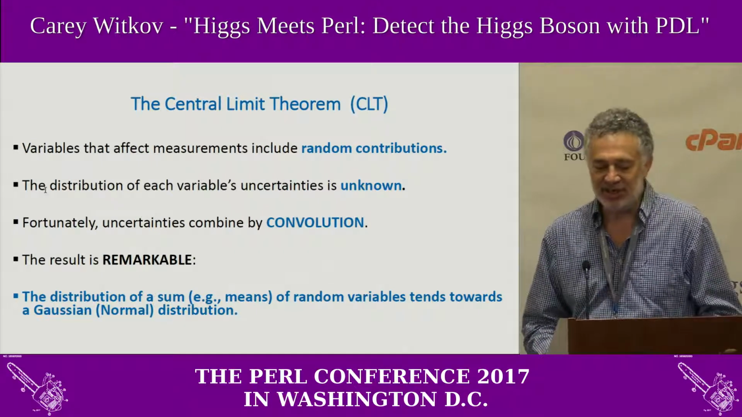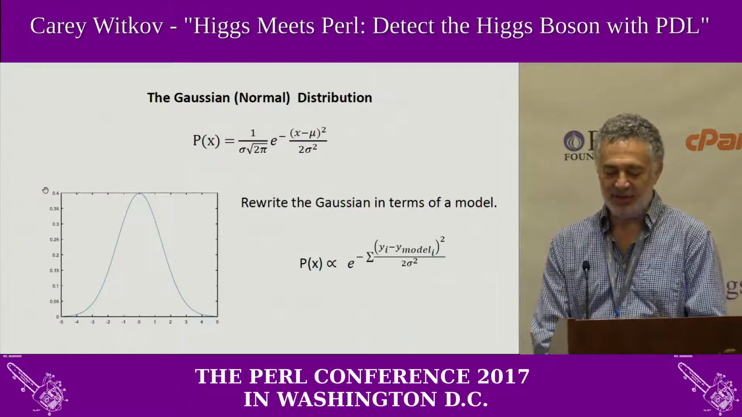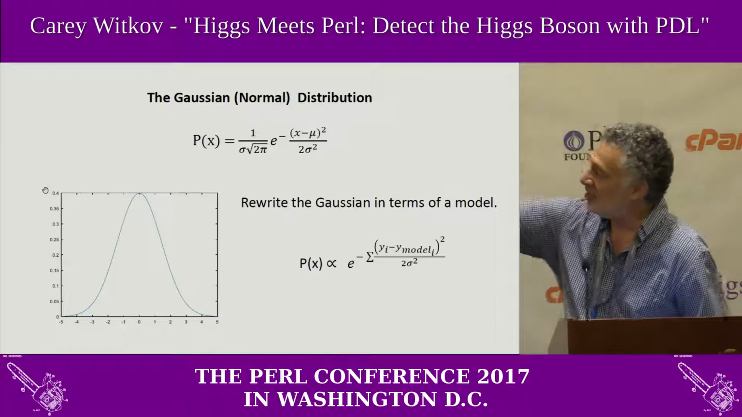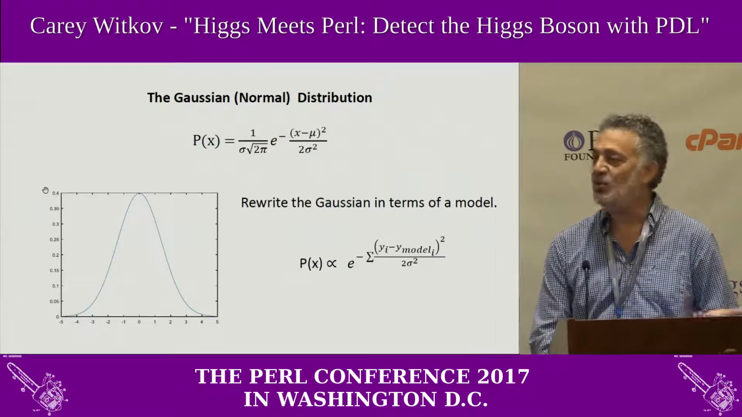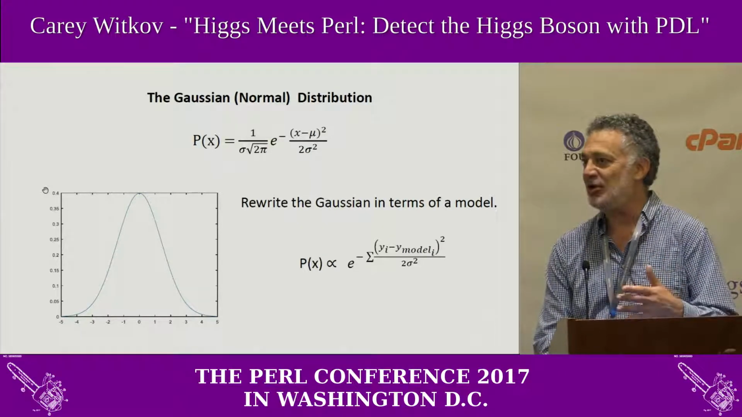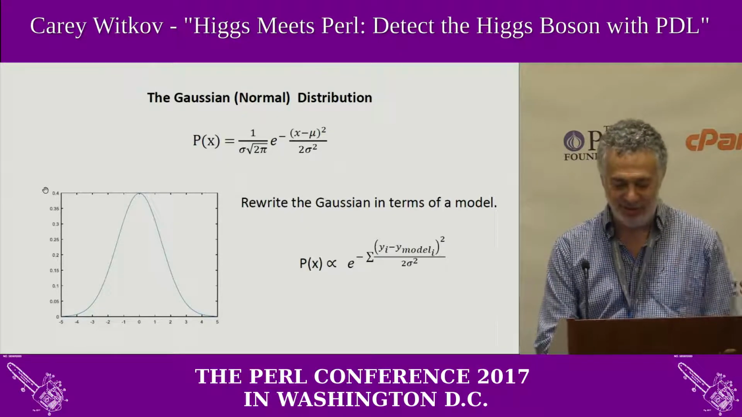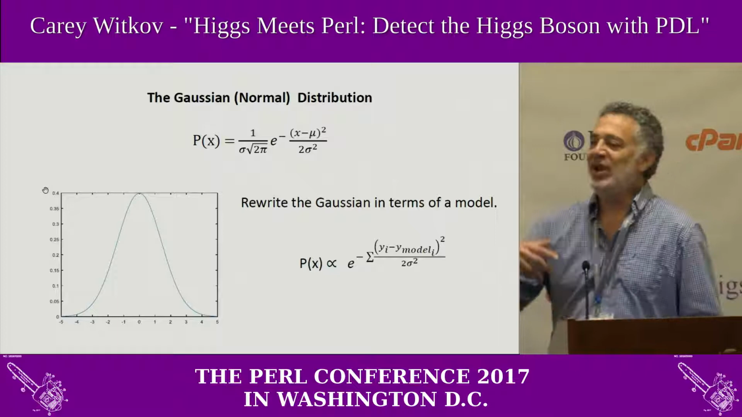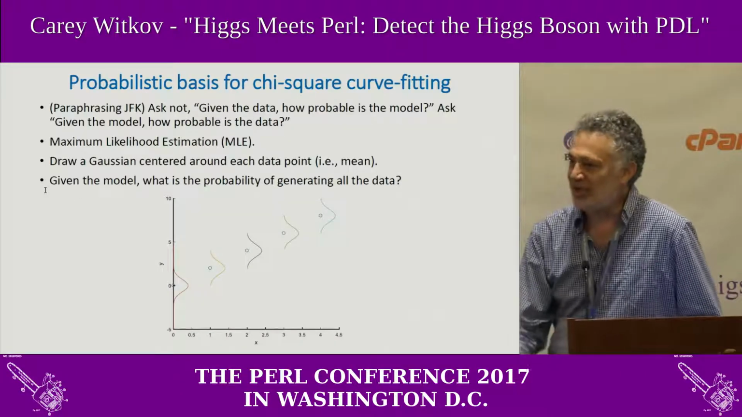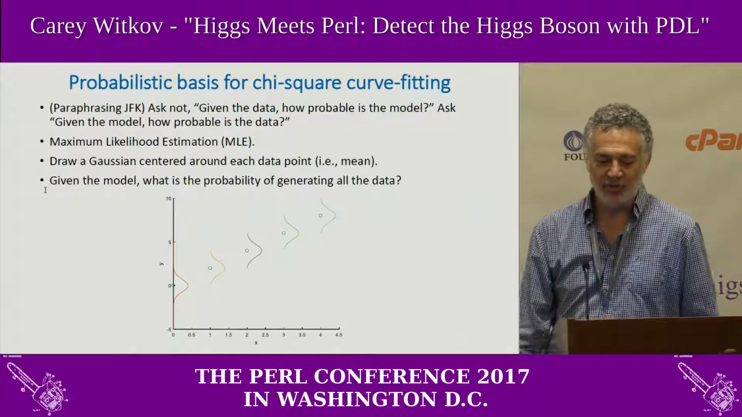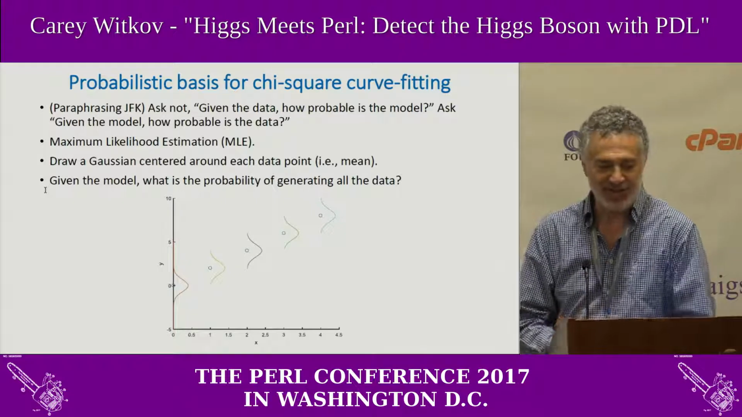So the Gaussian distribution can be put in the form of a model. Notice on the lower right, the difference of the data point and a model. That model could be y equals ax plus b, or some nonlinear model. So we can now establish a probabilistic, a sound foundation for this curve fitting and model testing.